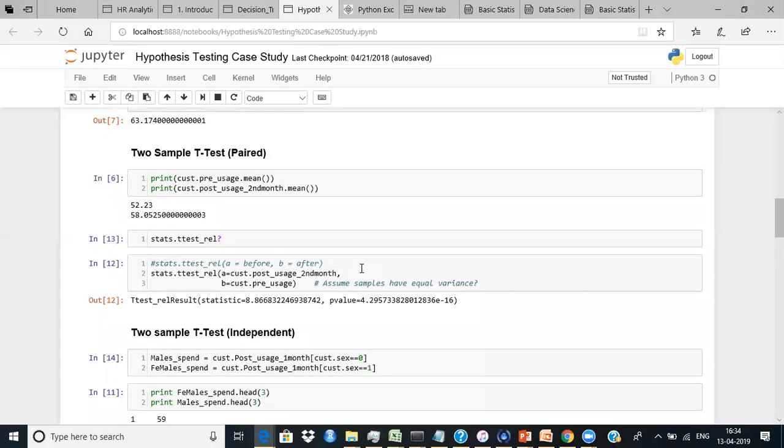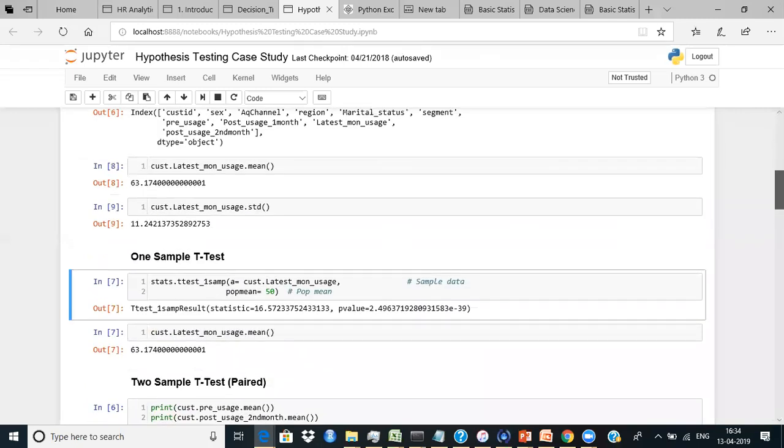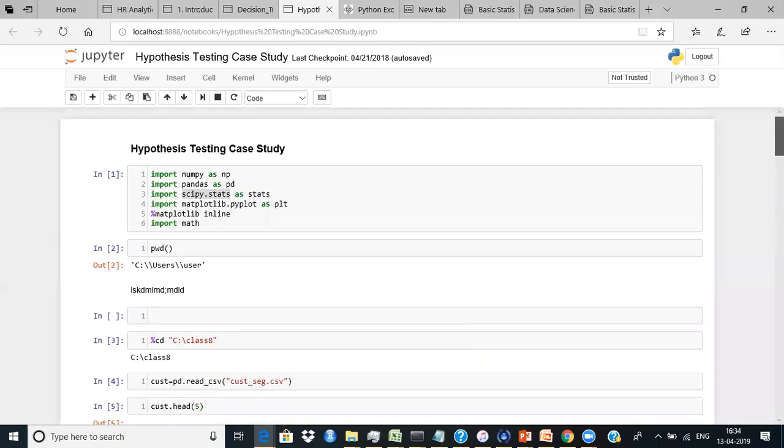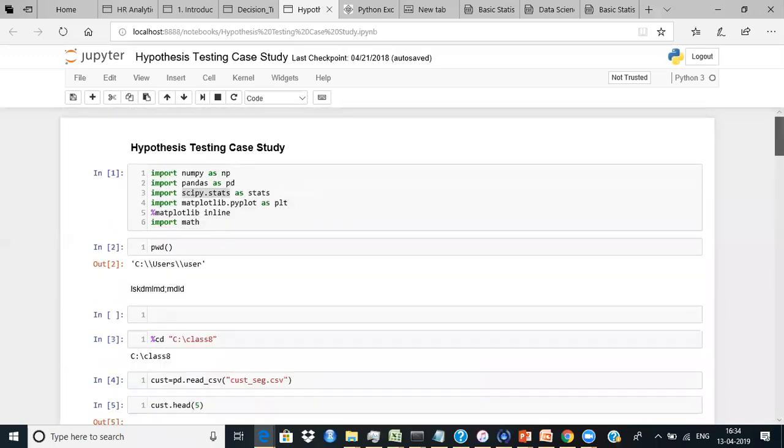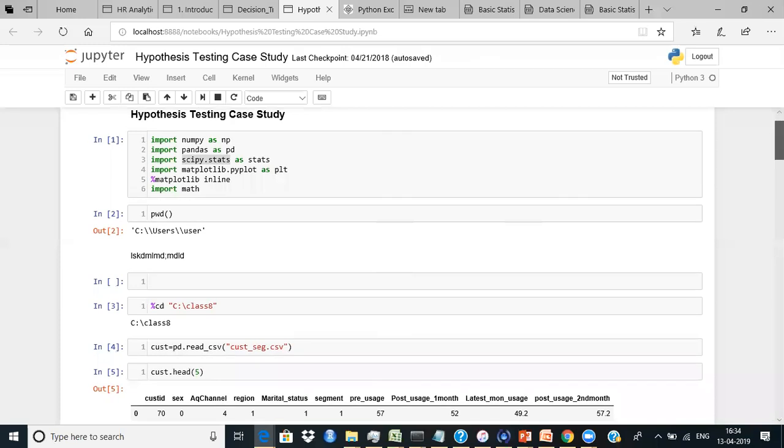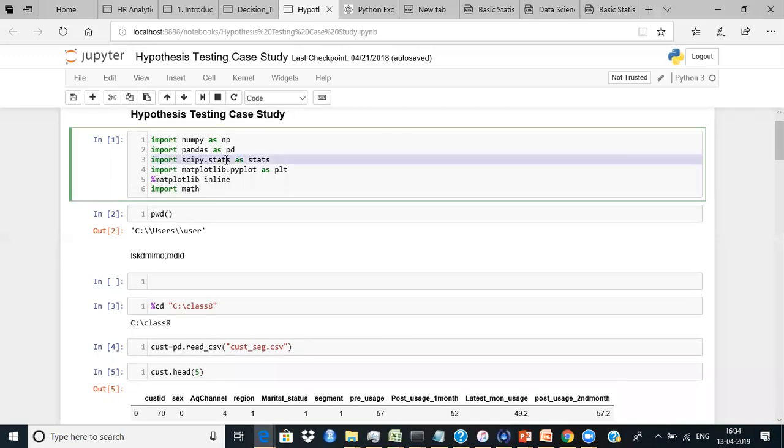What library are we using for pre-usage and post-usage? Pre-usage, post-usage is coming from the data. To do the hypothesis testing, we are using scipy.stats. Okay.